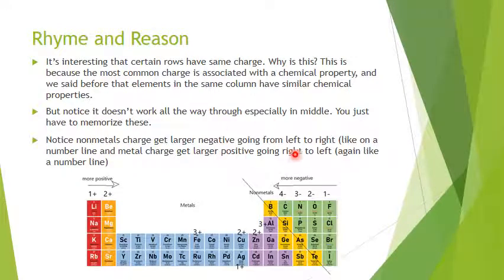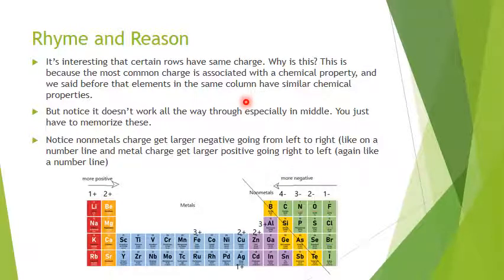Okay, so here you go, the rhyme and reason behind it. It's interesting that certain rows have the same charge. Why is this? We'll get into this more later on in the semester, but it has to do with the chemical property. Everything in this first column has a 1 plus net charge as an ion. Everything in this column has a 2 plus charge. That's a chemical property.